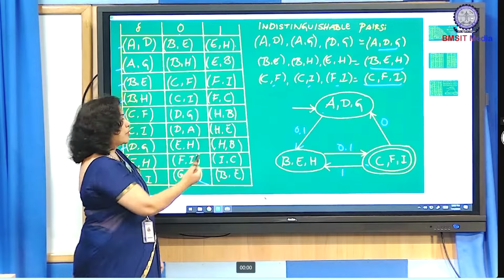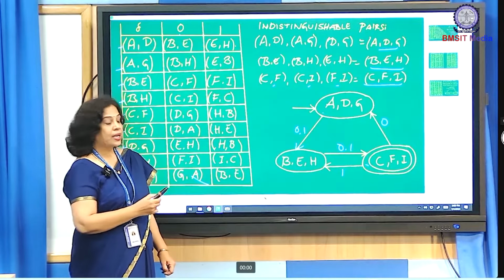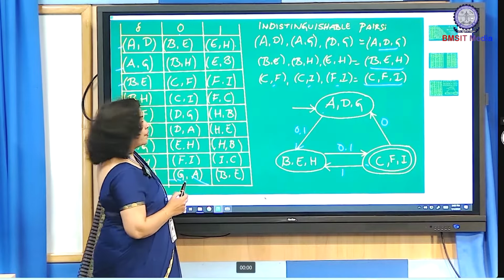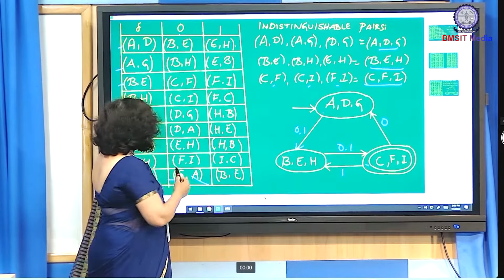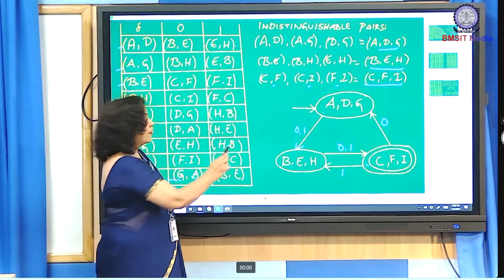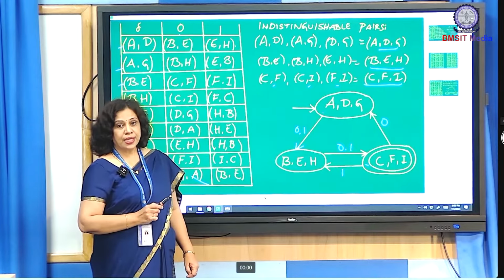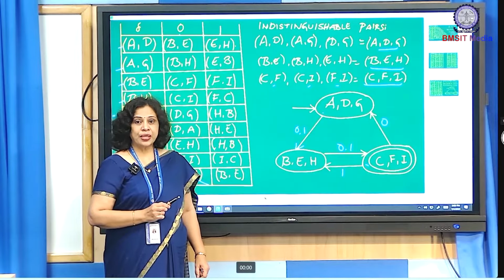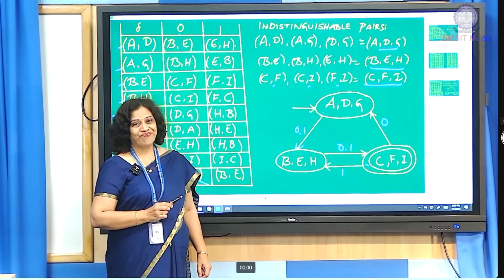So this table has been reduced and this is the new transition diagram. Initially, we started with A to I as the states, and finally we are left with 3 states. So this is minimization of DFA using the table filling algorithm. Thank you.